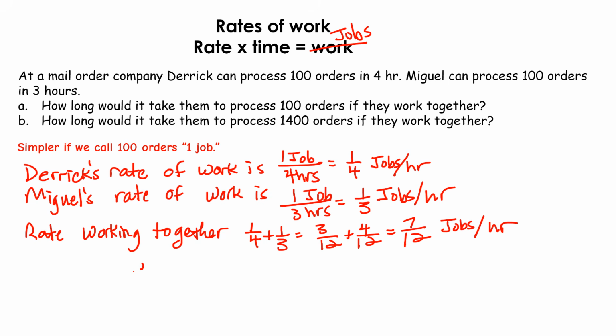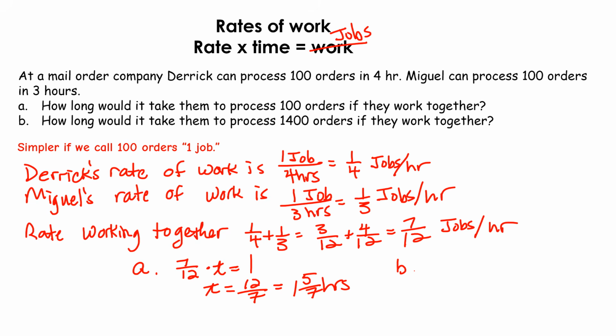So for part A, the question is, how long is it going to take them to do 100 orders? Rate times time equals jobs. One job is 100 orders. So rate, which is 7/12, times time is equal to jobs, which was 1 for part A. To get T by itself, I multiply both sides by 12/7. And so T is equal to 12/7, which is 1 5/7 hours to do 100 orders working together.